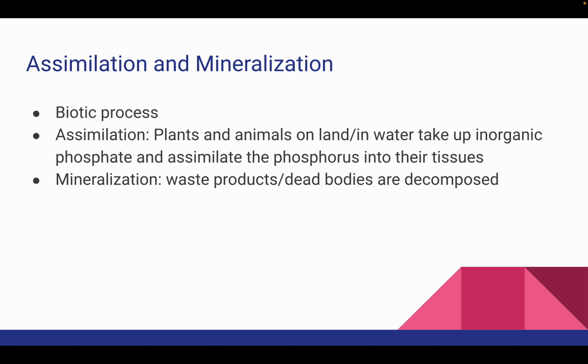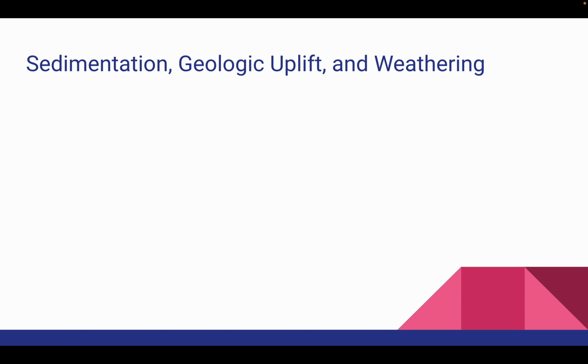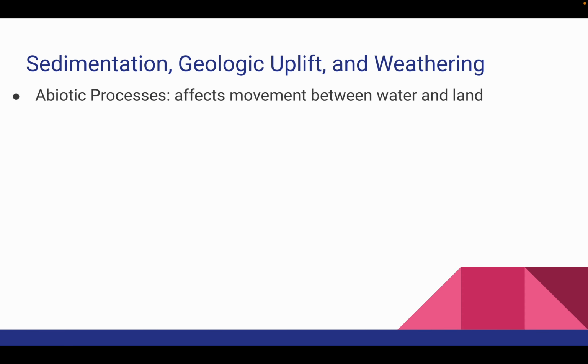Over time, what's going to happen is that these species are going to produce waste products and also eventually die. And when that waste product is produced, or when these species do die, their bodies are going to be decomposed by decomposers such as fungi and bacteria. And this is going to convert that organic phosphorus back into inorganic phosphate. Now, what is also occurring at the same time are abiotic processes, meaning non-living things, not part of a living thing.